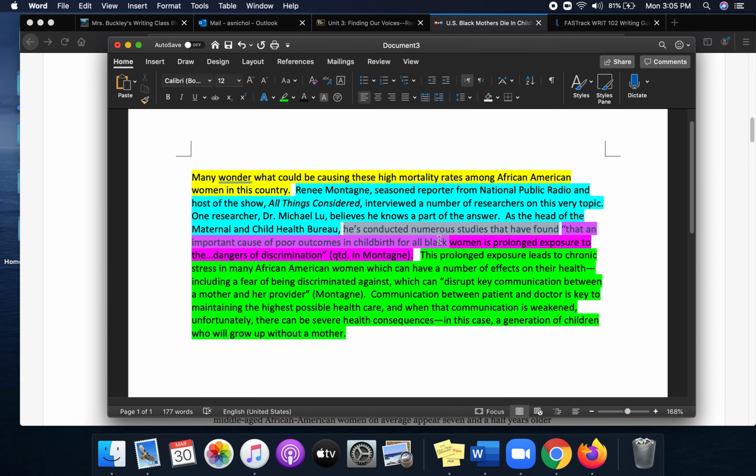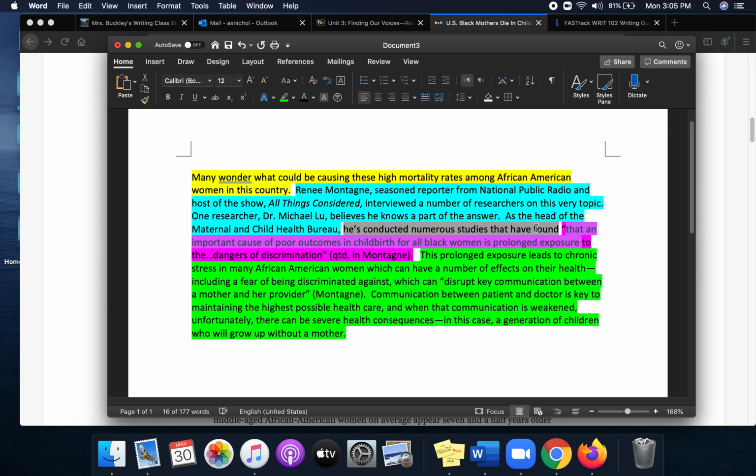Then here, this is in gray what we call a signal phrase into some directly quoted evidence. The signal phrase here is "he's conducted numerous studies that have found." So this is my writing, and now I'm setting up the actual quote that I want to use. This is a much better technique. It's a smoother transition for readers than if I were to just start this sentence with this direct quote.